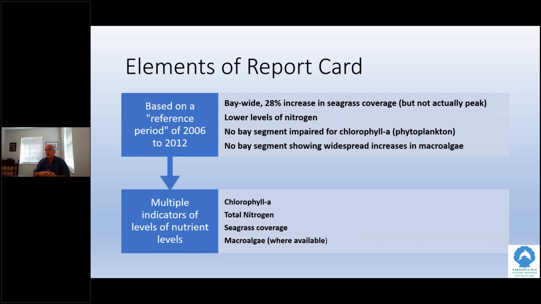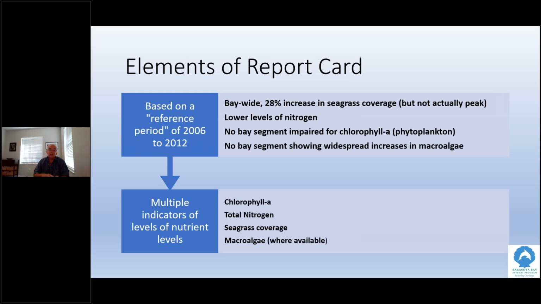Macroalgae is not everywhere, but we have good data across most of the bay. And so our reference period is 2006 to 2012. The reason we have that is because we have actual data on all 4 of those indicators. And we also know that this was a healthier bay back then. We had a 28% increase in seagrass coverage during that time period. That doesn't happen if you're in an unhealthy bay.